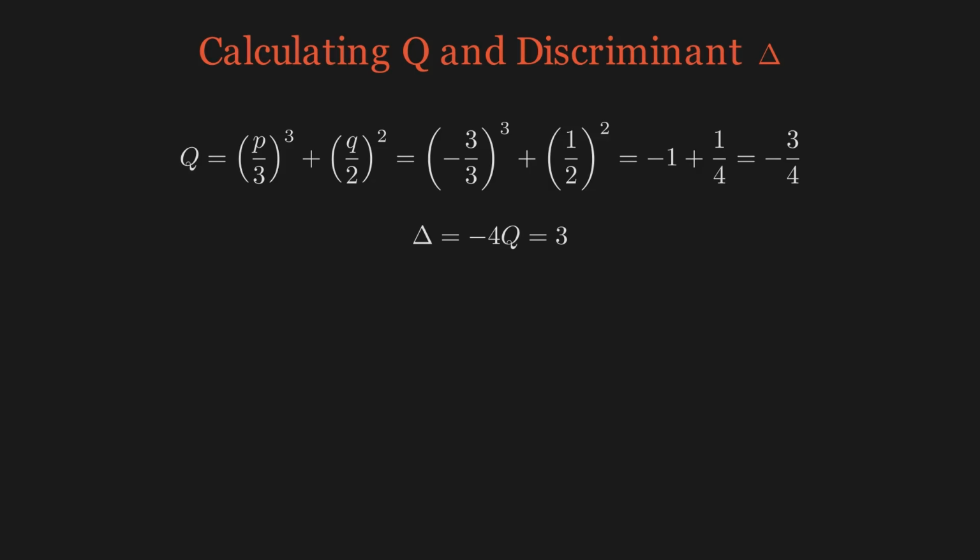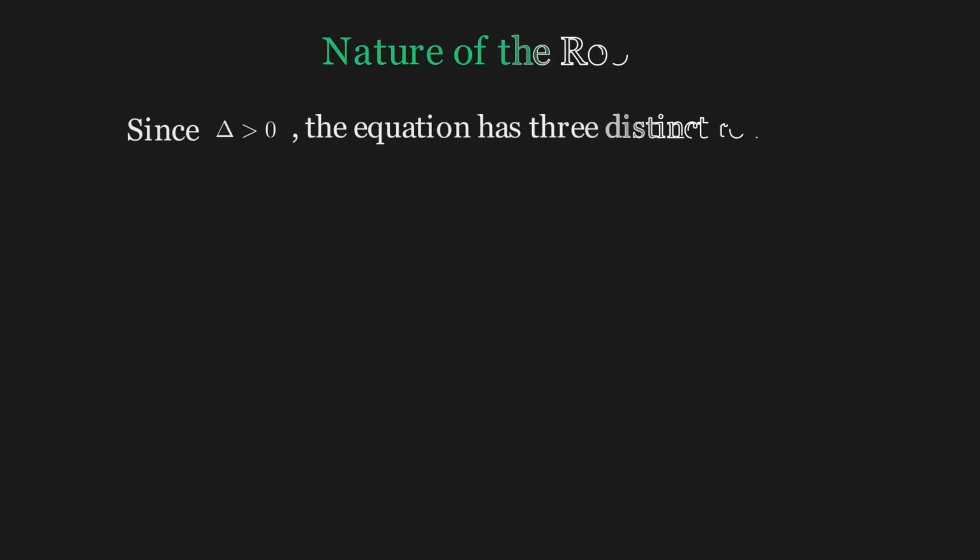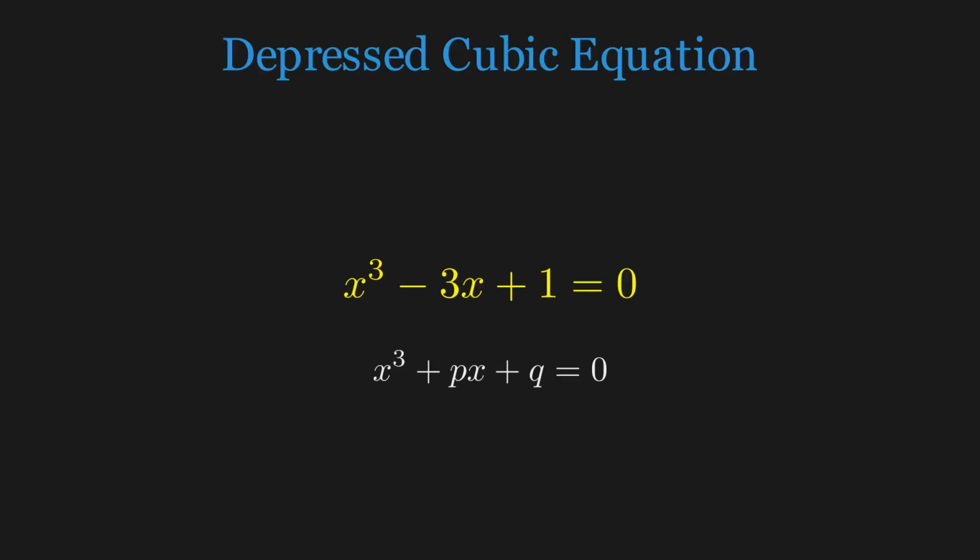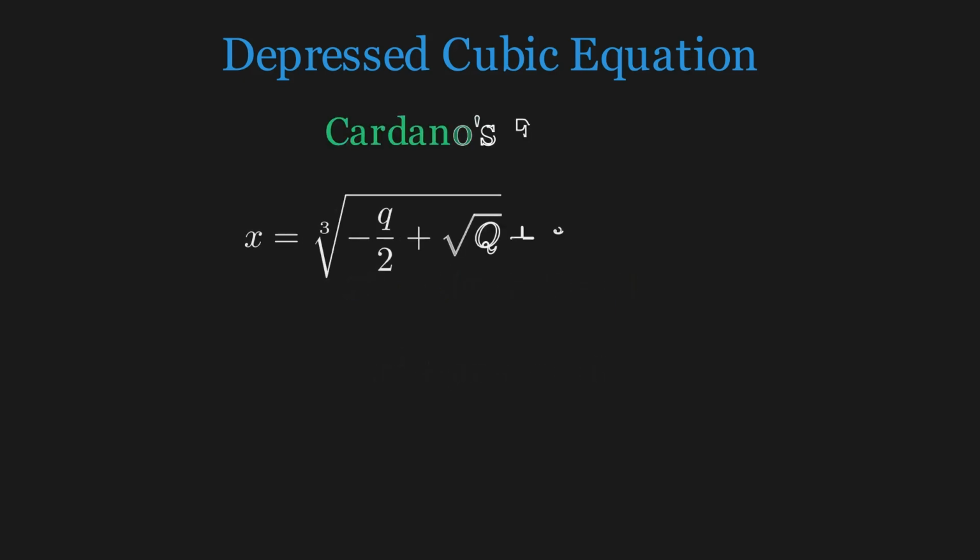Now, let's interpret the value of delta. Since delta is positive, it means that the cubic equation has 3 distinct real roots. To solve this equation further, we use Cardano's formula. The formula to find the roots is x equals the cube root of minus q over 2 plus the square root of q, plus the cube root of minus q over 2 minus the square root of q.